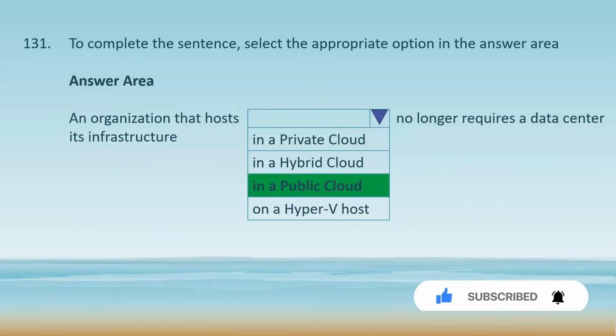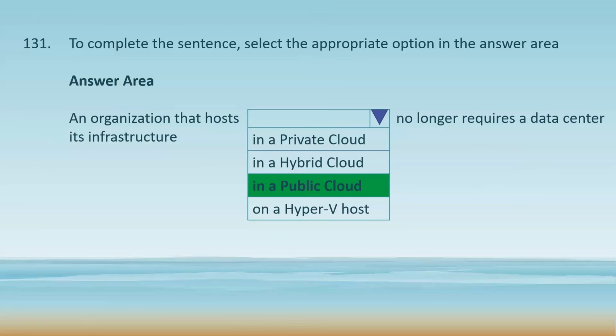The other three options will still require you to manage your own data center in some or the other form. So for example, if you are talking about a private cloud, obviously private cloud is something which is hosted in a vendor's data center or your own data center, but still there is a data center. And a hybrid cloud is again a combination of public cloud and your own data center or a private cloud. So again, your data center is involved, whereas public cloud is cloud native. So you don't need to manage your own data center. And a Hyper-V host again is an on-premise option, so you have to manage your data center.